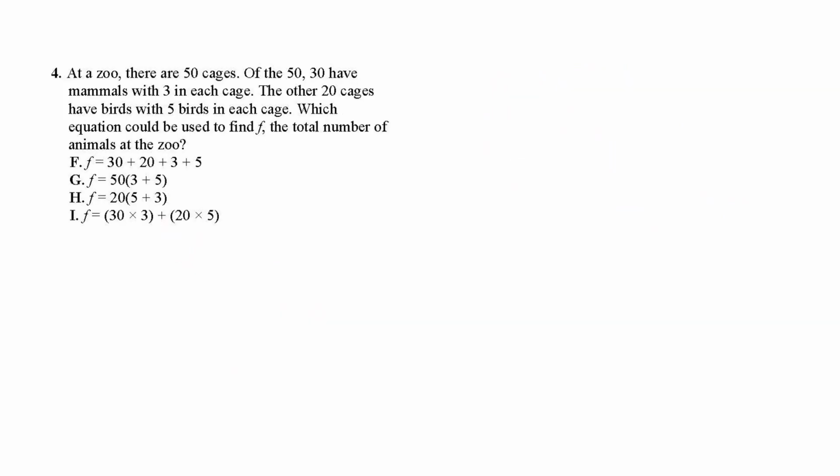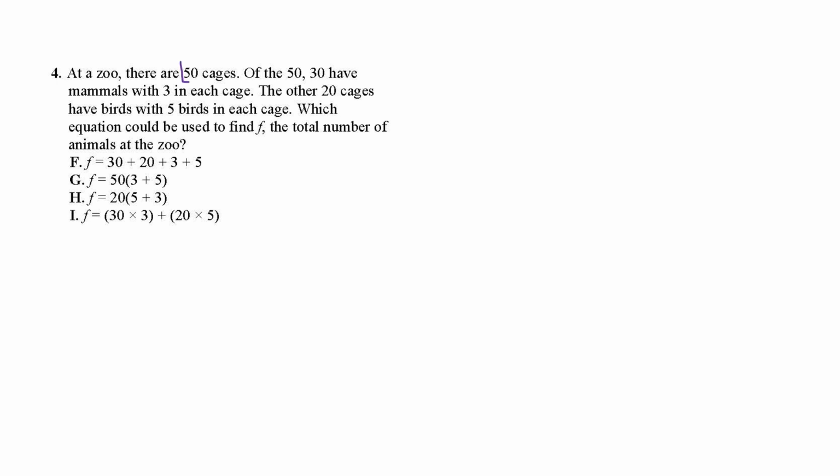At the zoo, there are 50 cages. Of the 50, 30 have mammals with 3 in each cage. The other 20 cages have birds with 5 birds in each cage. Which equation could be used to find F, the total number of animals at the zoo?